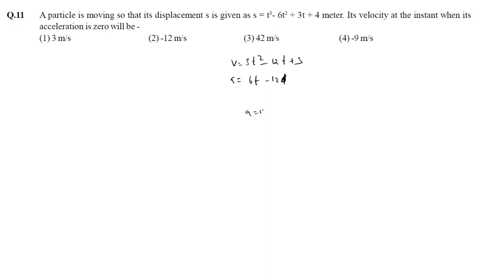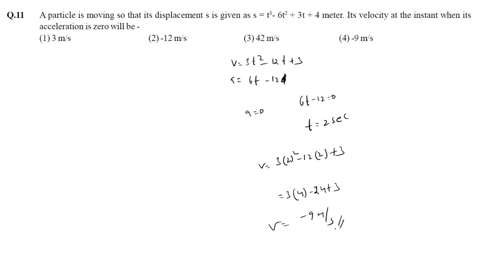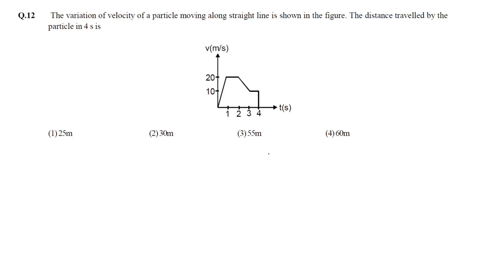Now when acceleration is 0, that is 6t minus 12 is equal to 0, so t is equal to 2 seconds. Okay, what is the velocity they are asking? So substitute the t value there: 3 into 4 minus 12 into 2 plus 3, that is 12 minus 24 plus 3. So we'll get it as minus 9 meter per second. Option 4. Now see the next question.